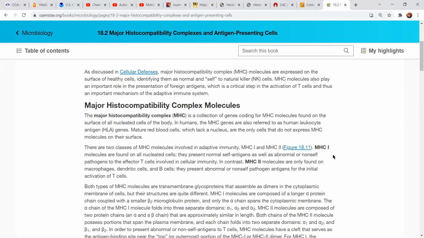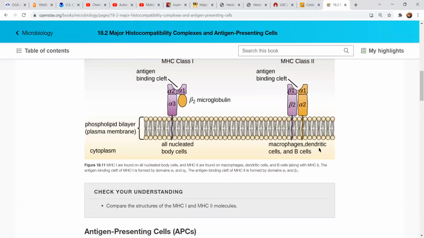Okay, so MHC1 is found on all nucleated cells, and they can present both normal and abnormal. MHC2 molecules are only found on macrophages, dendritic cells, and B cells. They only present abnormal antigens for activation of T cells.